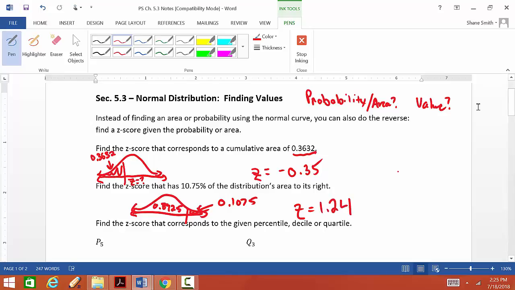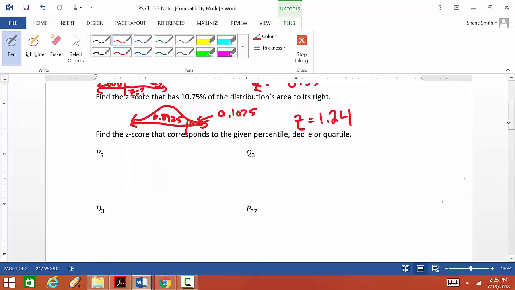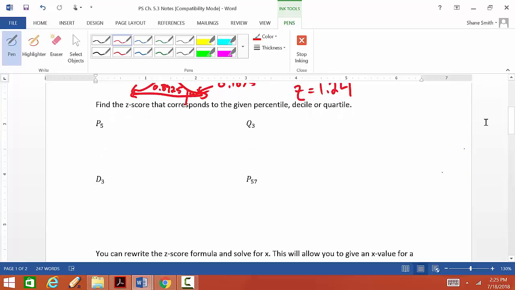So basically, we're doing the table in reverse. And it's very important you pay attention to the question. Are we asking for an area or a probability, or are we asking for a value? We're doing the reverse now, so now we're asking for values. So let's do a few more. Now these, we want to find the z-score that corresponds to that percentile, decile, or quartile.